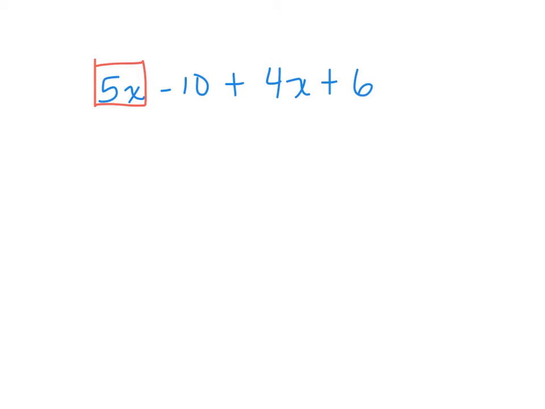So as I go through, negative 10 is not a like term. It doesn't have an x. Aha, 4x is definitely a like term. But I want to put the plus 4x because that plus is attached to the 4x. And then the last term in this expression is 6. That is not a like term.